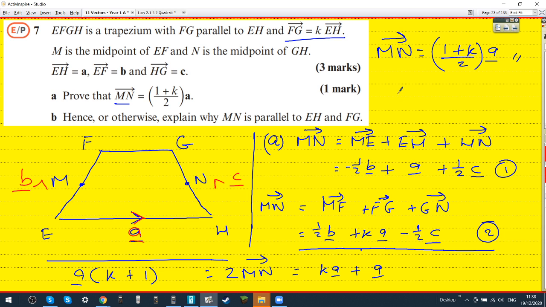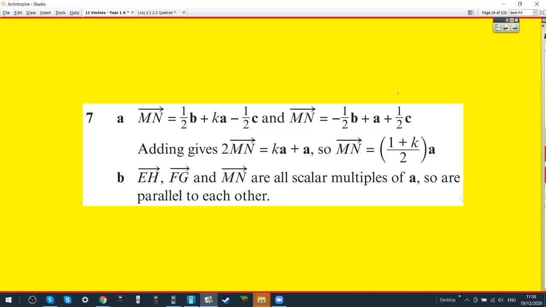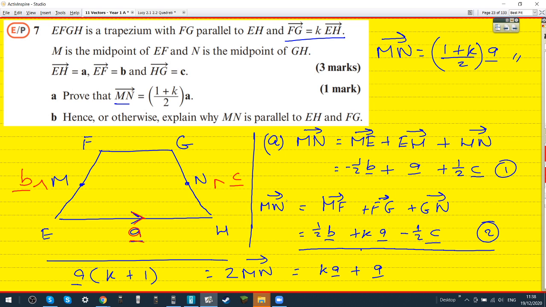God help you if a question like this comes up. So it's a trapezium. We had to take two different routes and then do them simultaneously, like add them and simplify. So MN is that, MN is that, adding them gives you that. Fair enough. Oh, hence or otherwise explain why MN is parallel to EH. Why is MN parallel to EH?